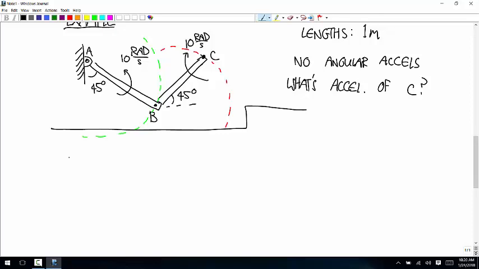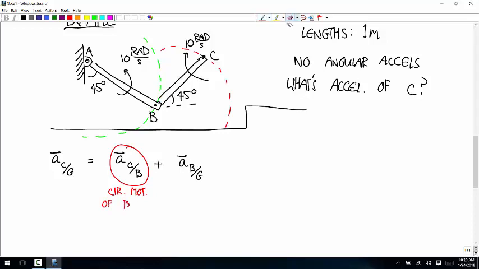Okay, so the acceleration of C relative to the ground, that's what we want. And that's equal to the acceleration of C relative to B plus the acceleration of B relative to the ground. So this one is circular motion of, nope, of C around B. And this one is the circular motion of B around A.